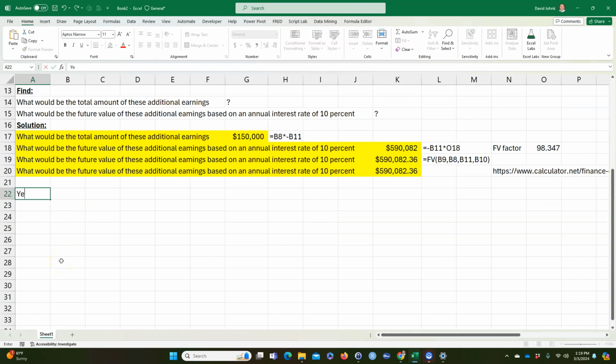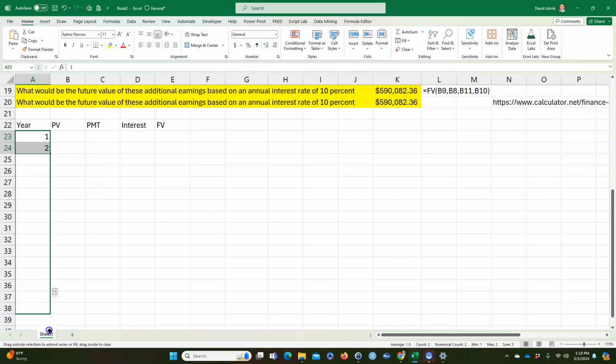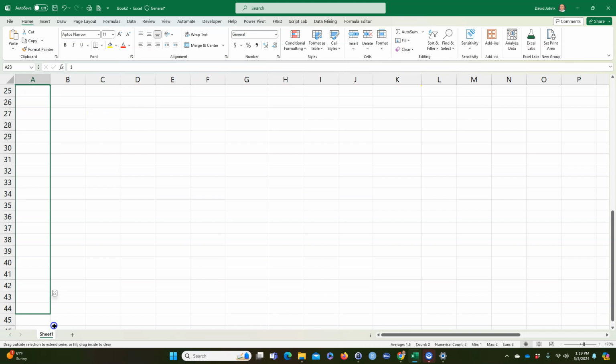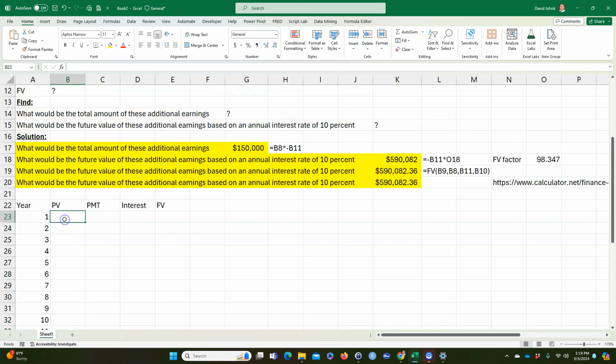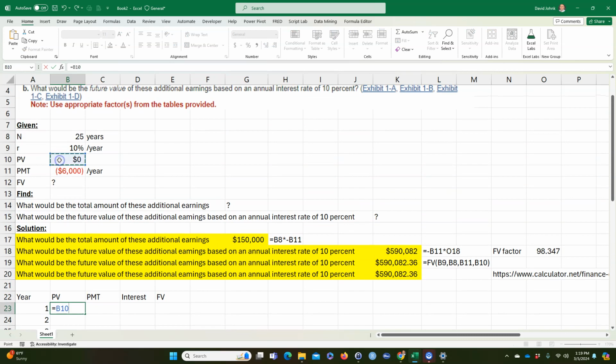So I'm going to go year, present value, payment, interest, and future value. And we know this is 25 years, so I'm going to go 1 and 2. And then if I highlight this and bring it down, this is kind of the brute force method way to do it. So it's going to start out at 0, right?